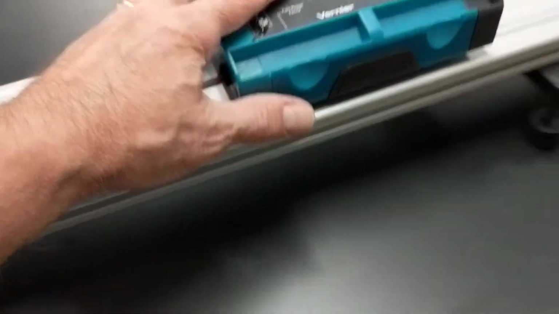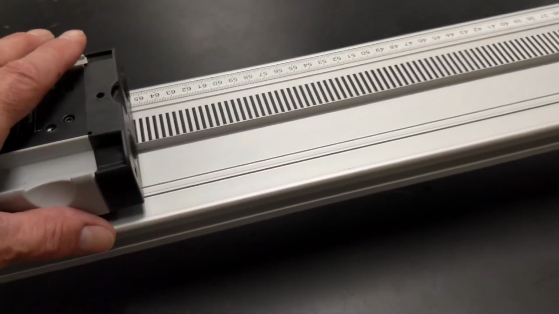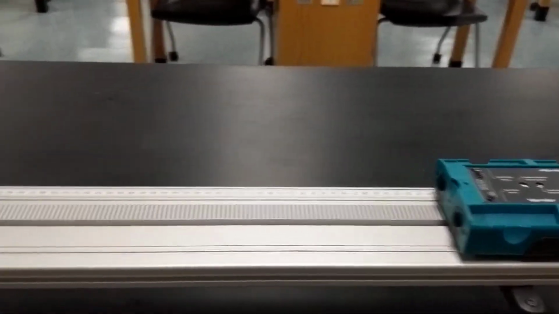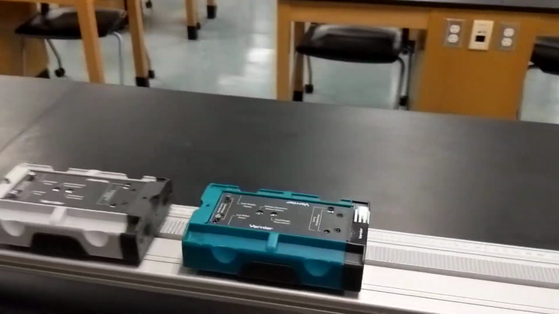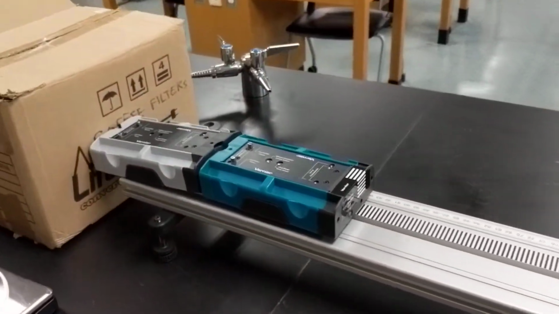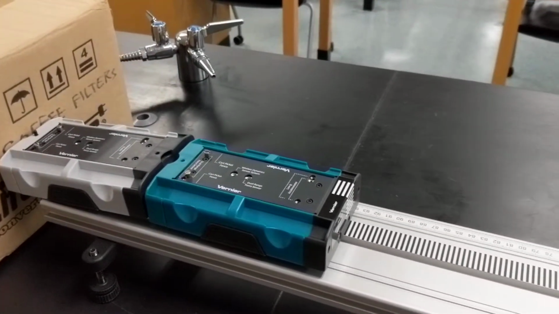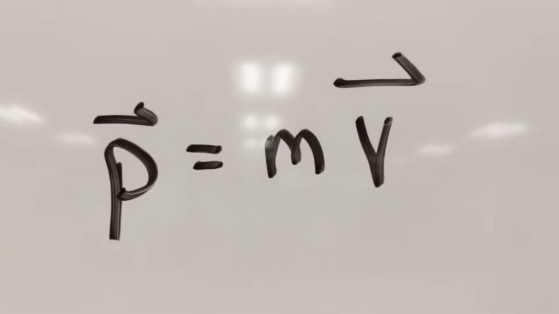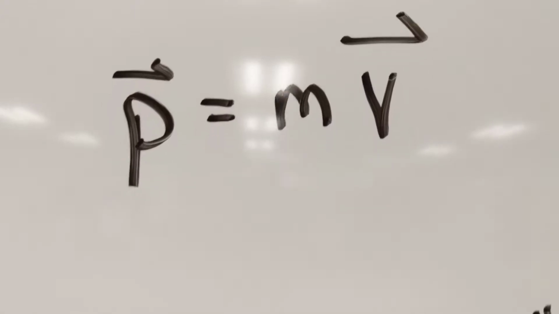As you see, the final velocity will be a little bit slower than the initial velocity, but when we do the calculation, we'll find that the initial momentum is equal to the final momentum. Let's remind ourselves what momentum is. The momentum is the mass times the velocity.